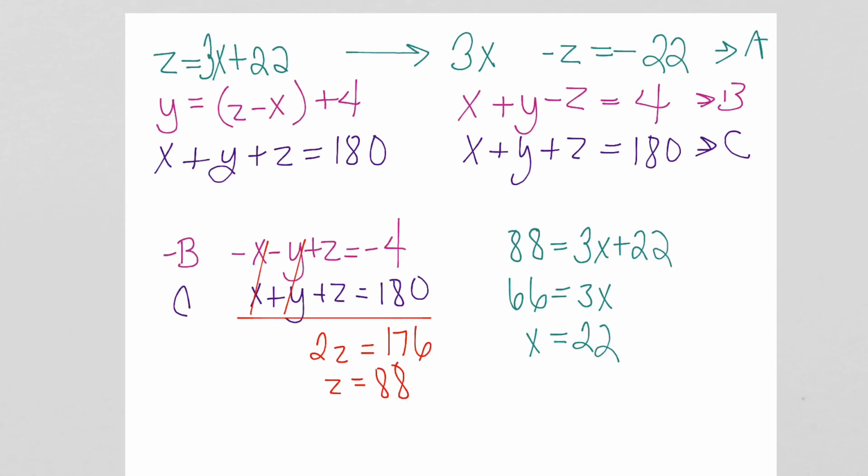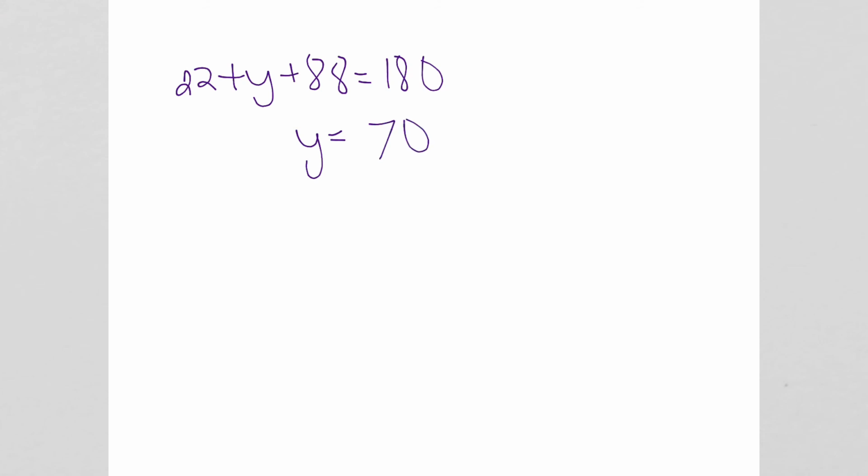Okay, so we've got our two angles, and now we can plug in to find the third. So we have 22 plus y plus 88 equals 180. So y will be 70. Therefore, our angles are 22 degrees, 70 degrees, and 88 degrees.